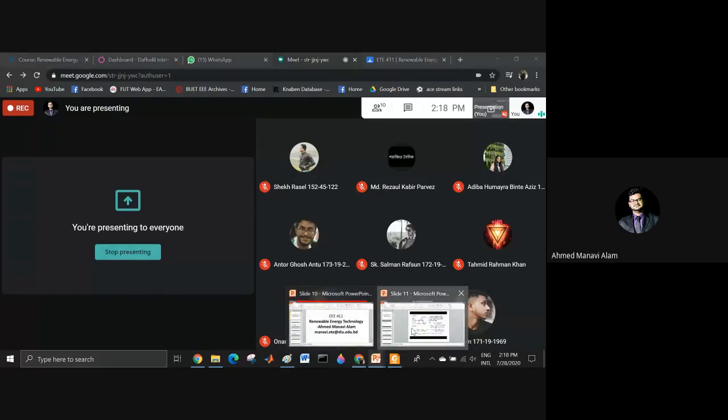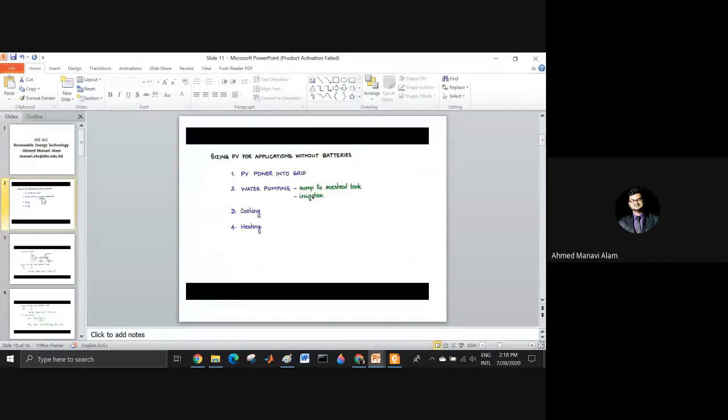Today we will cover another topic, and we will learn about sizing PV for applications without batteries. That means we want to learn about the PV cell and know the size of the PV cell when we are using that PV cell without a battery.